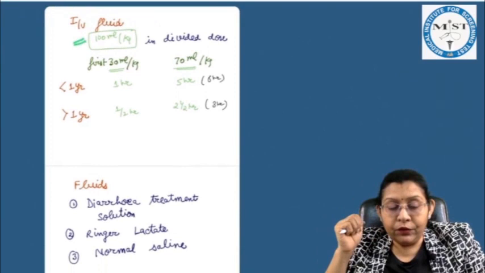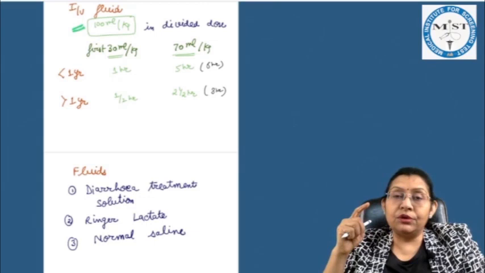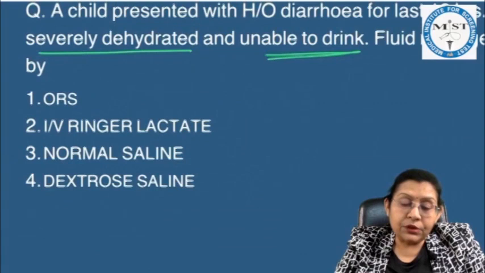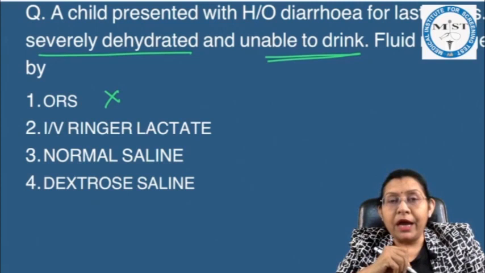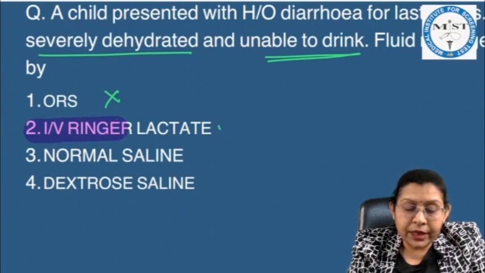And the fluid we will prefer is either the diarrhea treatment solution, if it is not available then Ringer lactate, and if that is not available then normal saline. But remember, 5% dextrose is not used for treatment of diarrhea because it does not have any electrolytes. So the answer to this question: ORS is not possible because the baby is not able to drink. IV Ringer lactate, yes. Normal saline, if Ringer lactate is there, we have to prefer it over normal saline. Dextrose we are not using. The correct answer to this question is IV Ringer lactate solution.